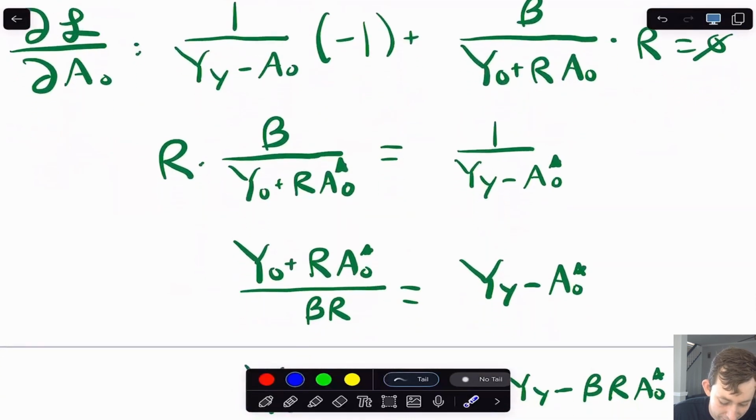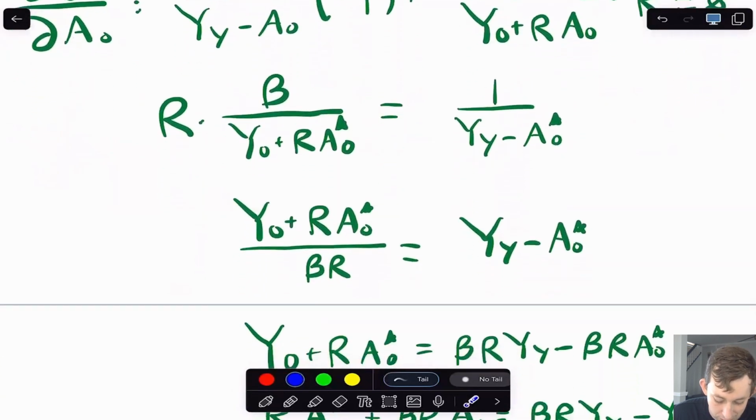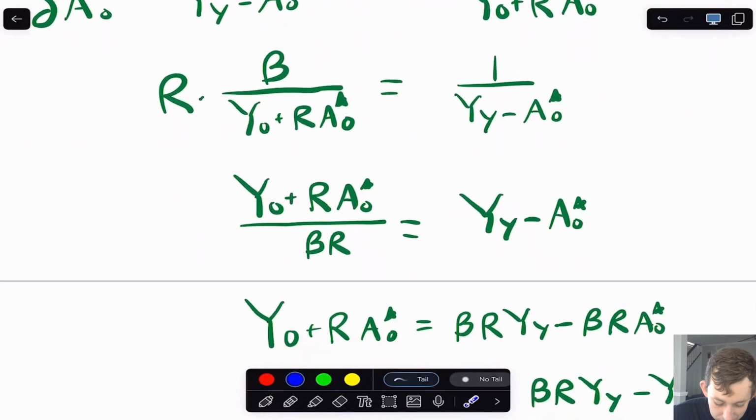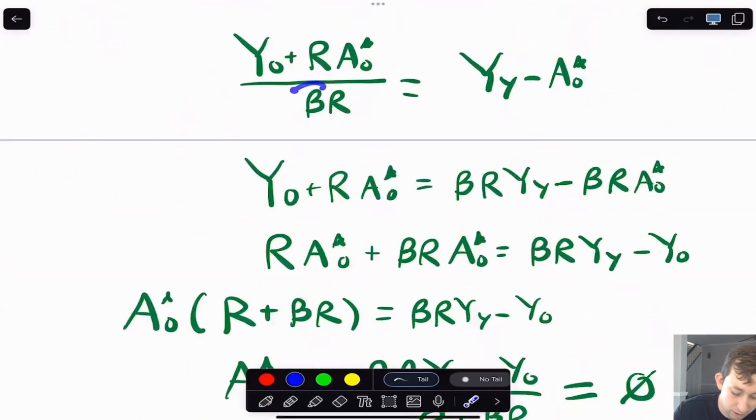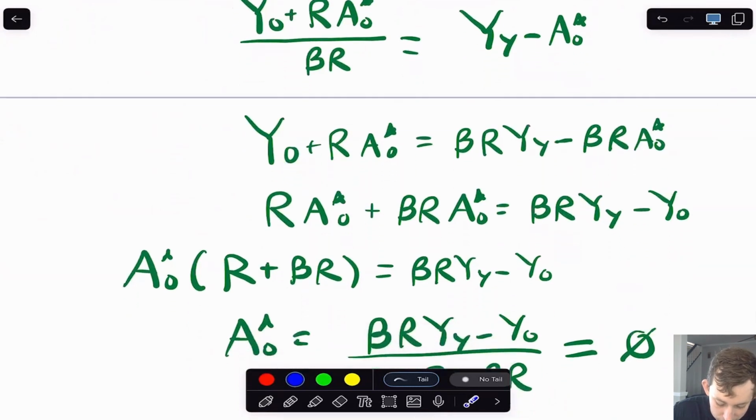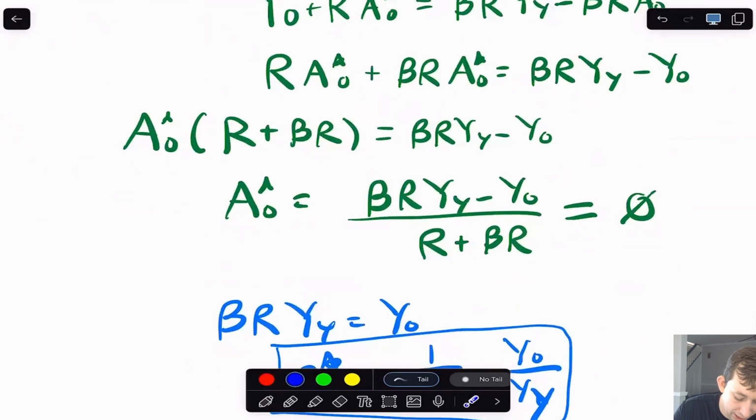Again, I highly encourage you to try this on your own to see if the algebra makes sense to you. And so I'm just going to keep going. I'm multiplying both sides by beta times R. I'm getting this messy equation. I'm going to set it where I have the A's on one side. And I'm going to solve for A0 star.